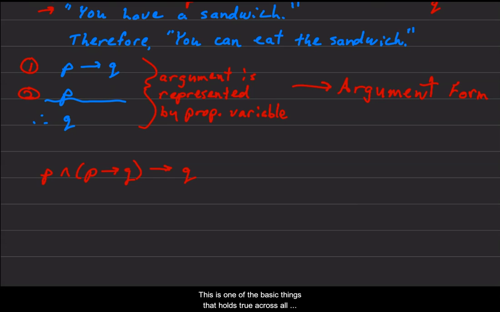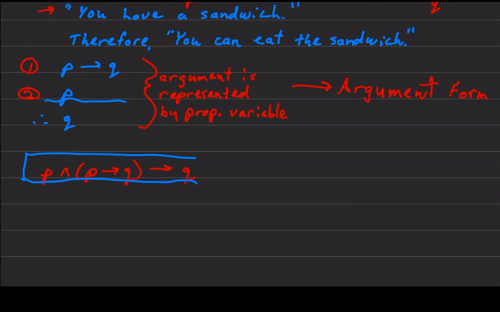This is one of the basic things that holds true across all types of forming proofs and forming argument forms, is each successive line has to be true, and they all have to be true, which means it's an and that is combining them together. Next, we'll take a look at this, and we'll put this into a truth table and see what this looks like. And we'll look and see that this is truly an argument form.